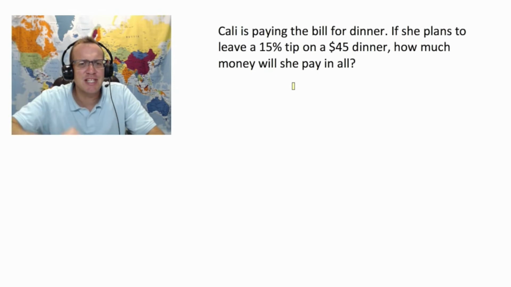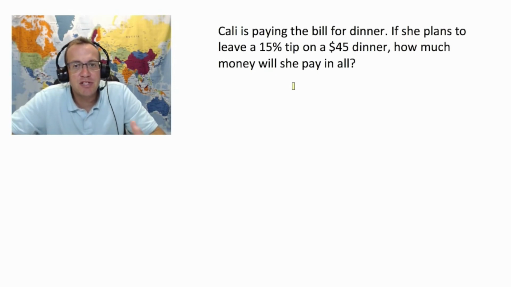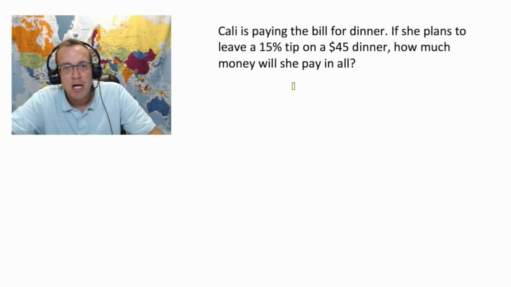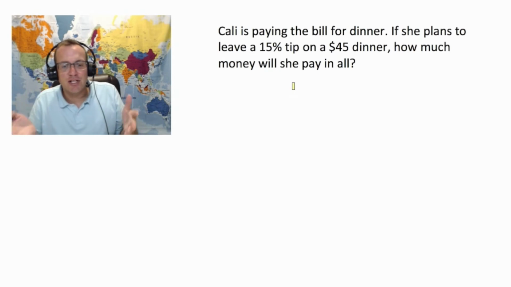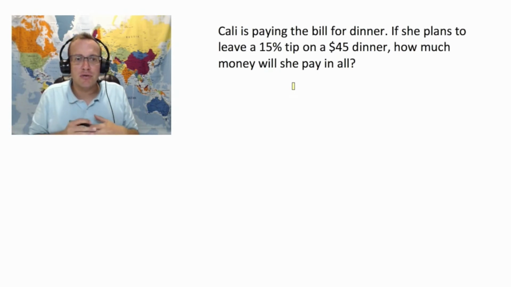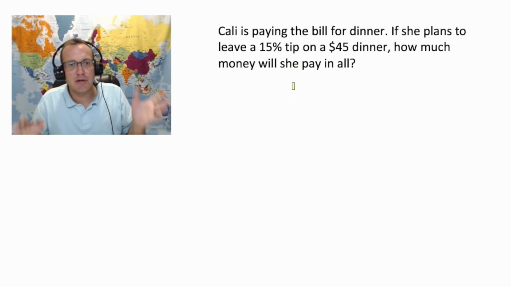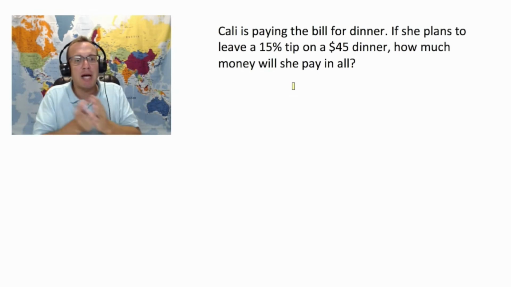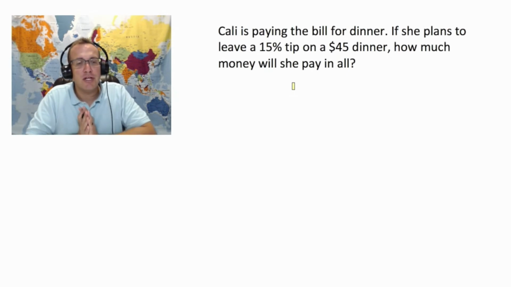Our problem is Callie is paying the bill for dinner. If she plans to leave a 15% tip on a $45 dinner, how much money will she pay in all? Well, what I'd like you to do now is try this problem on your own. So what you can do is go ahead and hit pause, try this problem on a piece of paper, don't use a calculator, actually solve it by hand, and then come back when you're finished and I'll reveal the answer and how we solve it. Okay, so go ahead and do that now.